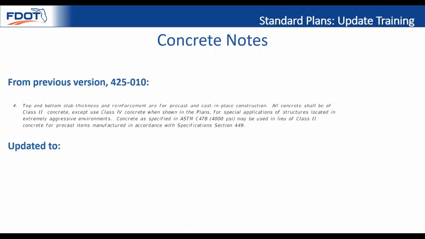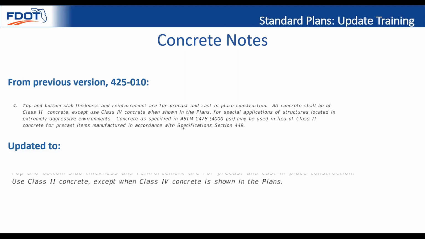Okay, moving on. And while we were redeveloping and reorganizing these indexes, we ran into the notes dealing with concrete, and I believe we made a similar update in the 430 series last year. So as you see here, it denotes that the concrete should be class 2, except use class 4 when shown in the plans, and then about structures located in extremely aggressive environments. And it also states that ASTM C478 may be used in lieu of class 2 concrete when it's used for precast.